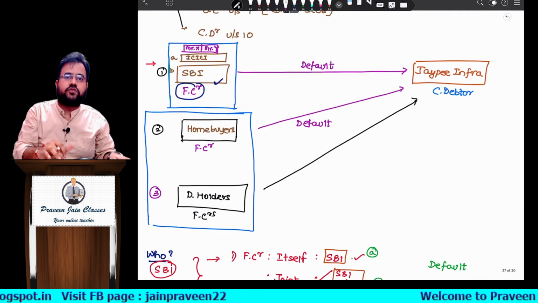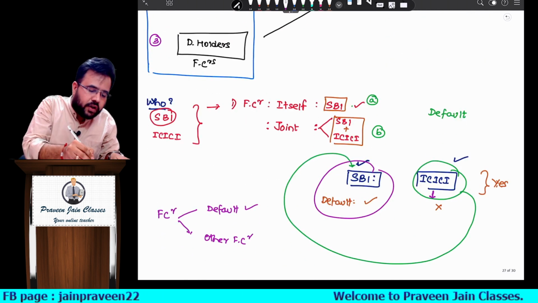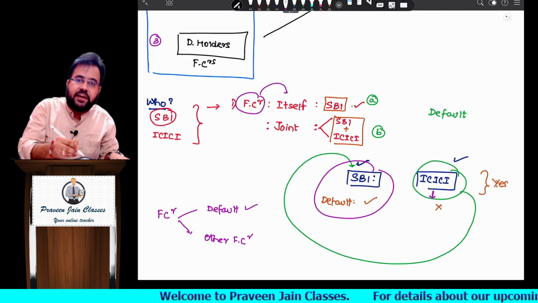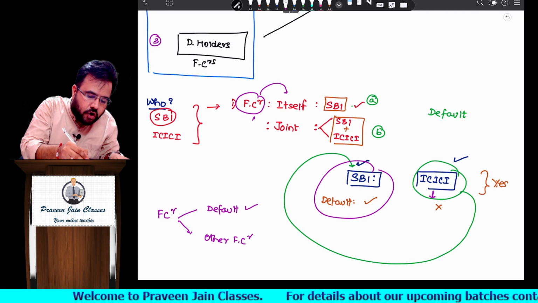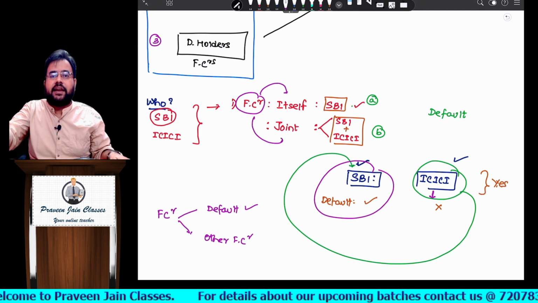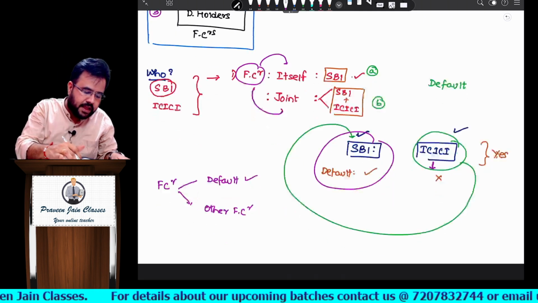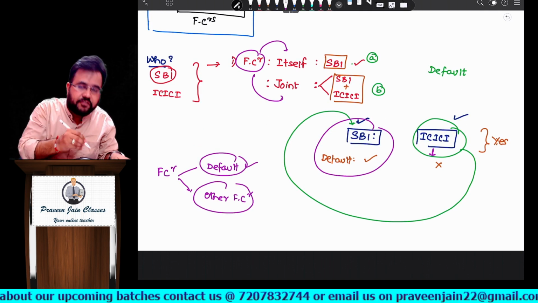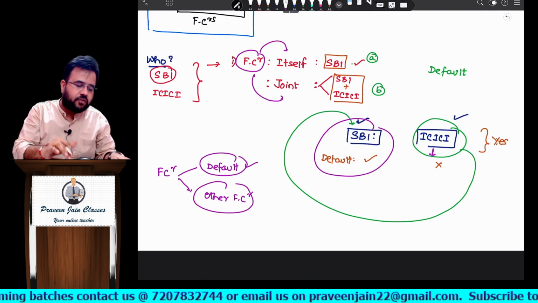So what are the conclusions we have found out, sir? First, who can file an application? The financial creditor himself can file an application, or he can file an application with another joint financial creditor. Next, he can file an application for his own default or for the default of other financial creditors. That is also allowed.